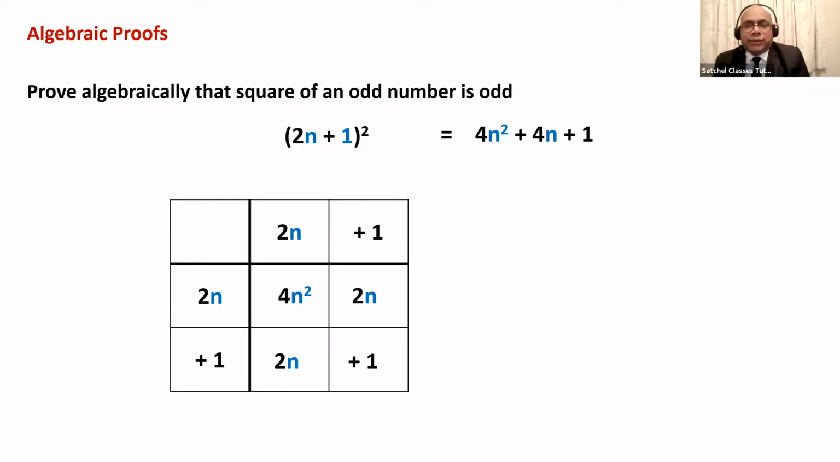Can I take anything common in this? From the first 2 terms, I can take 4 common, right? So we can have 4 brackets n squared plus n, and the plus 1 goes outside the bracket. Clearly, this is an odd number again, because the first part is 4 times something, which is an even number. 4 times a number is an even number. Plus 1 makes it an odd number, right?